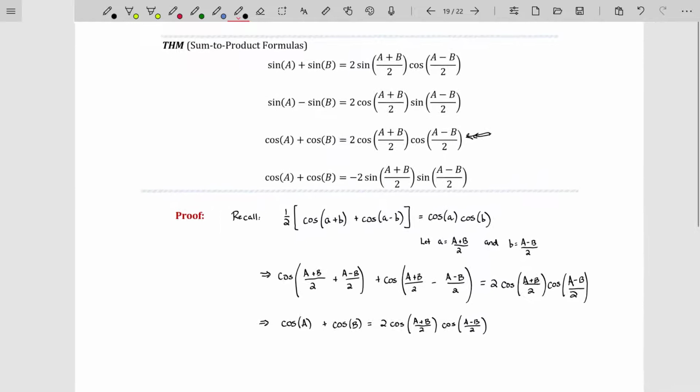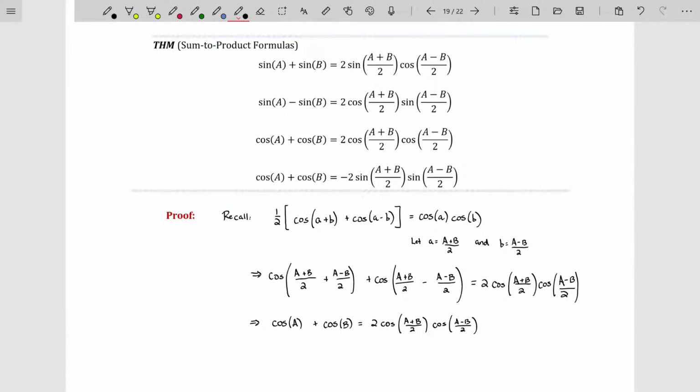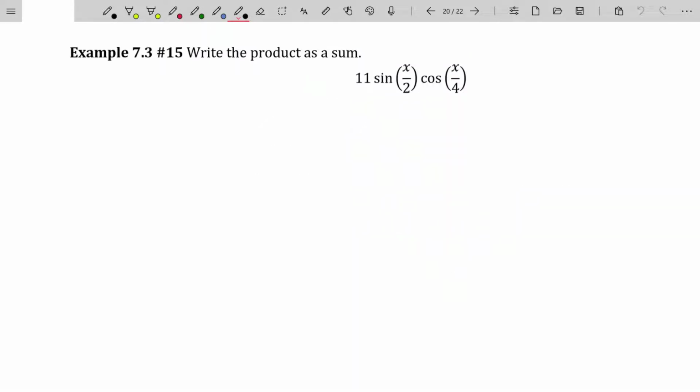Not a big deal. Again, these formulas are not memorizable, but it's useful to know that they exist. So when you're dealing with the product to sum and sum to product formulas in general, when you first learn them, there's just a lot of rewrite this product as a sum or rewrite this sum as a product. So I'm just doing a couple of those examples first.